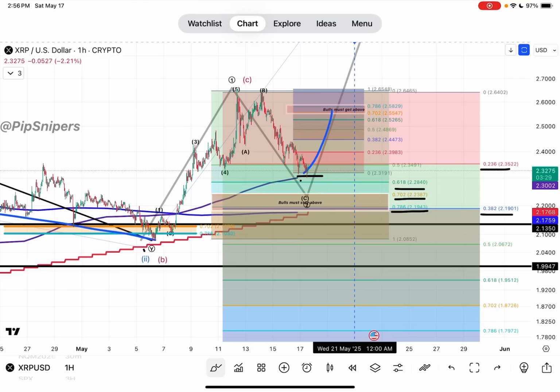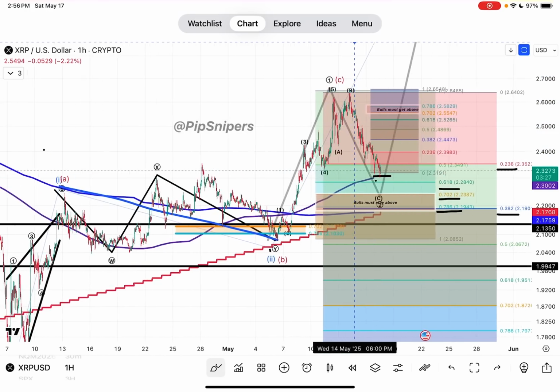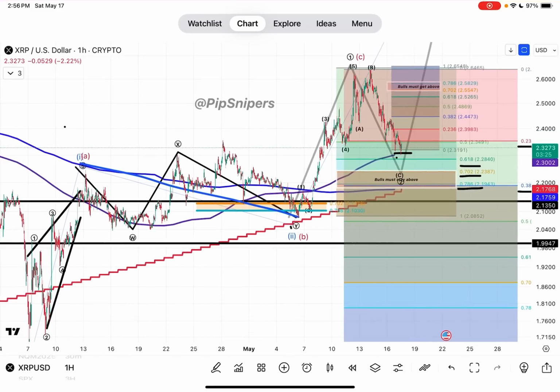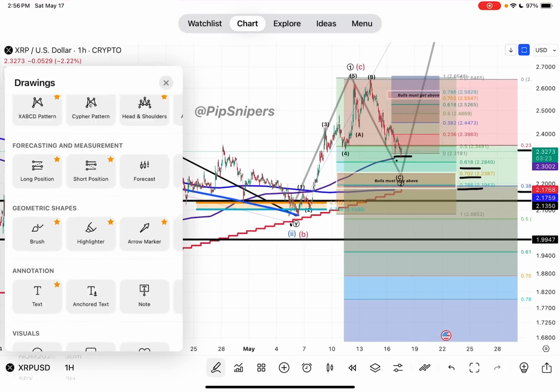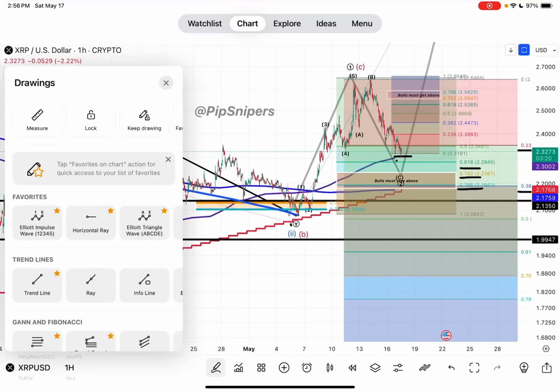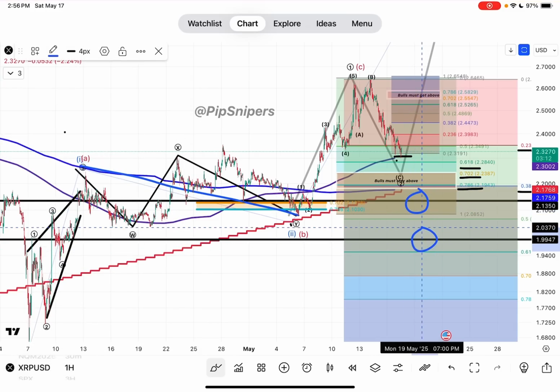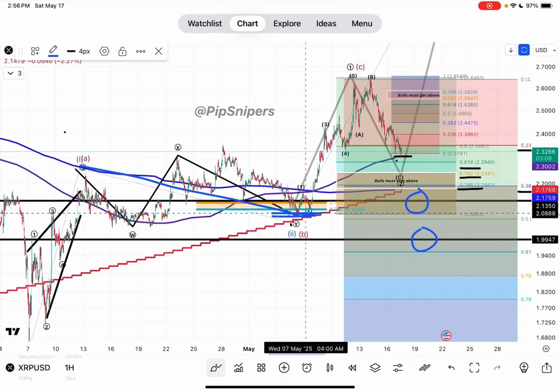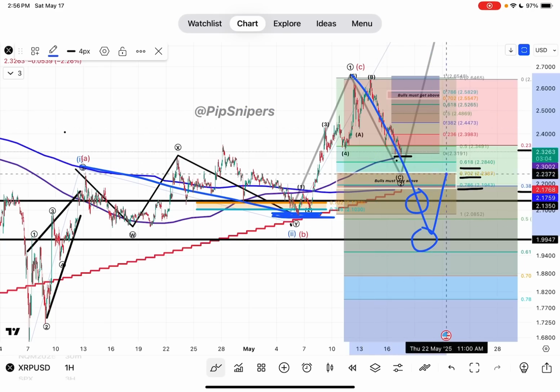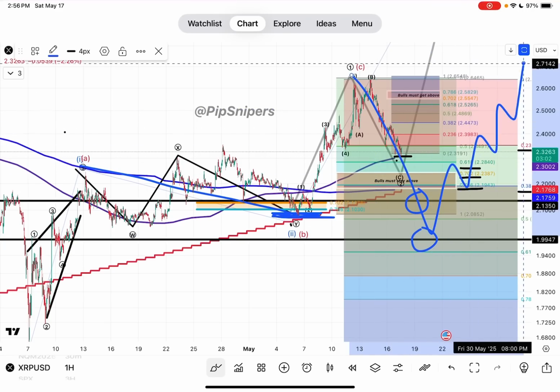Now, the other scenario that I wanted to point out was that this could be an ABC correction down to retap the bottom of this 160-plus day long range as support. Now, I know we said that this over here was the test of that support, but we may come down to double tap it and then grind up from there, okay?